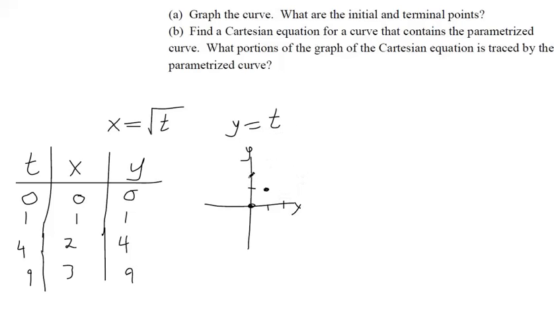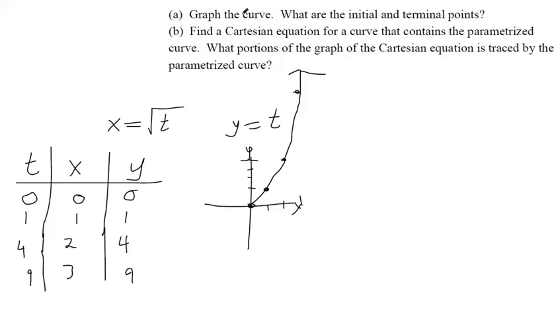So at 2, we're at 4 for the y-axis. 1, 2, 3, 4. And at 3, we're at 9. So it's a curve that looks like this. Okay, that's what we get from using those dots.